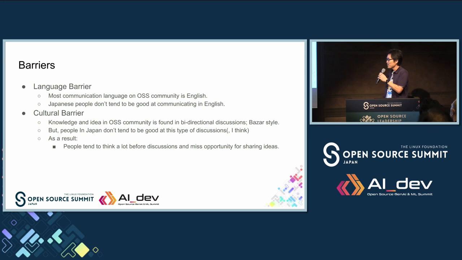And next, the culture barrier. Knowledge and ideas in the OSS community are found in bi-directional discussions. I think this is a buzzer style. But people in Japan don't tend to be good at this type of discussion, I think. So as a result, people tend to think a lot before discussions and miss opportunities for sharing ideas.